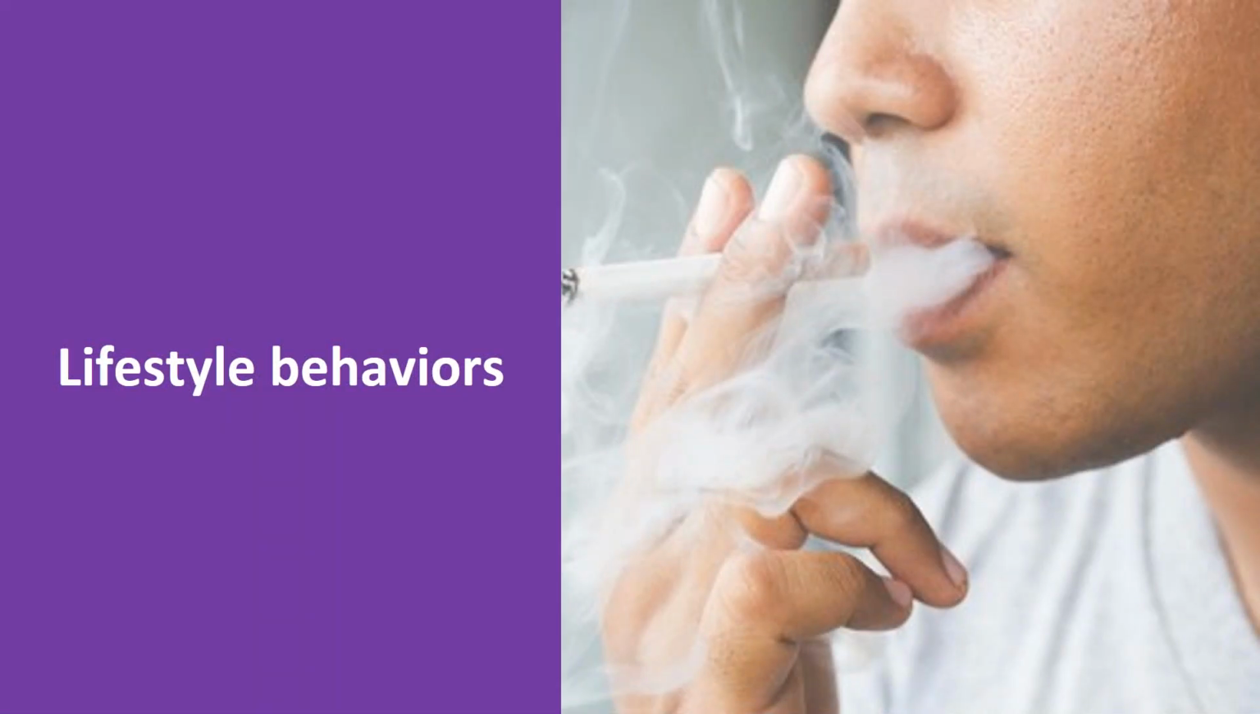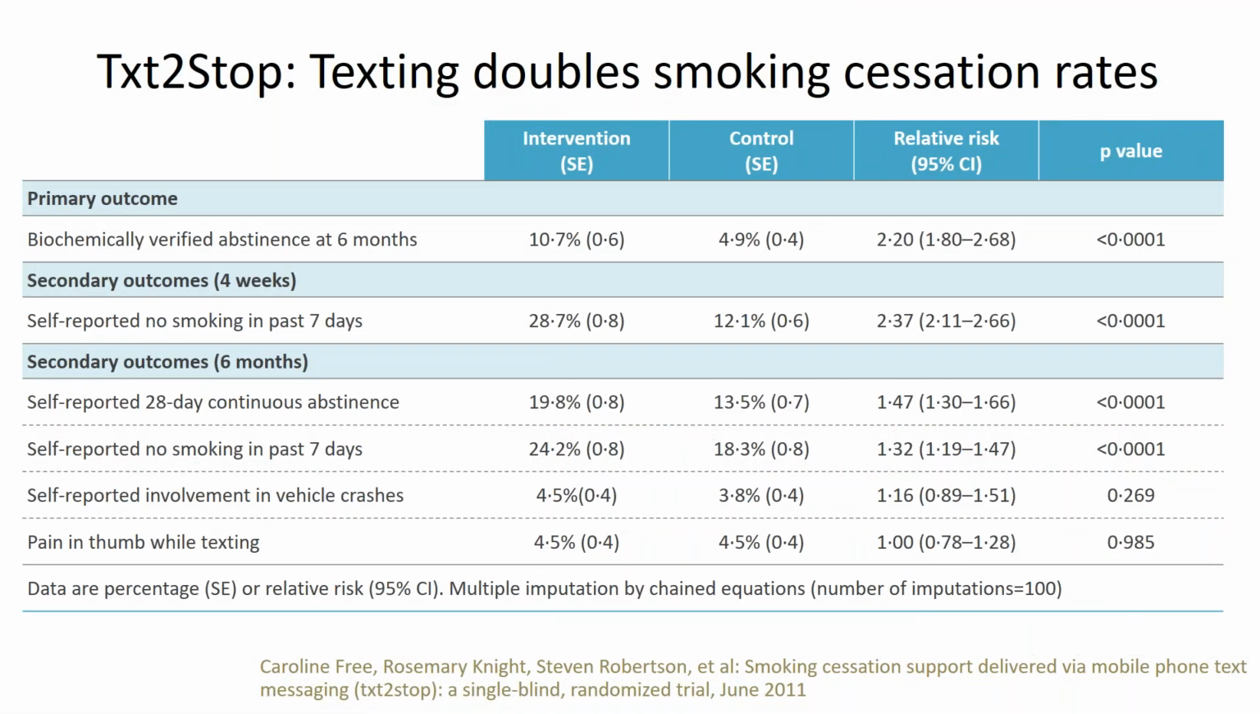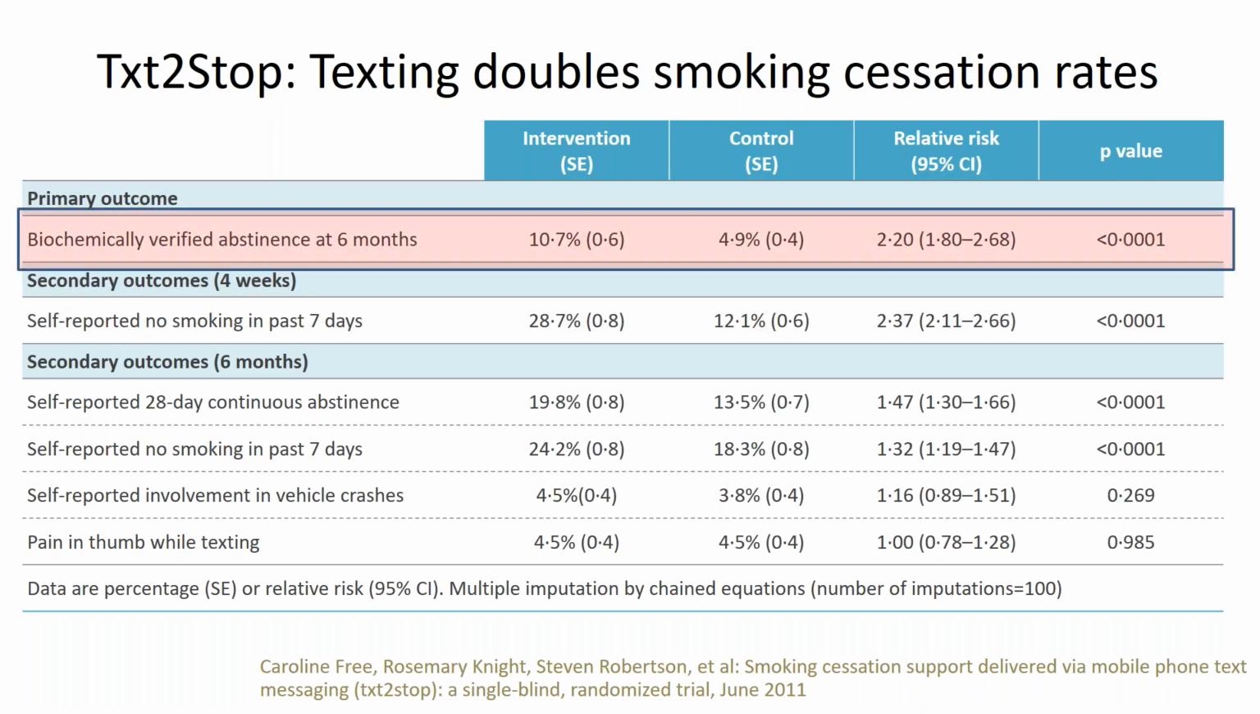In addition to things like medication adherence, lifestyle behaviors. This is just one very definitive trial of a texting program that was done in the UK with 5,000 people who were trying to quit smoking. And what they found is that they actually doubled smoking cessation rates through a series of texts.